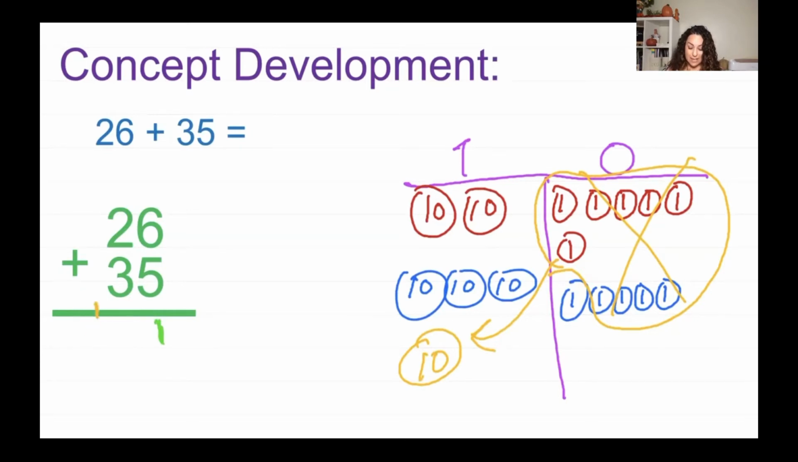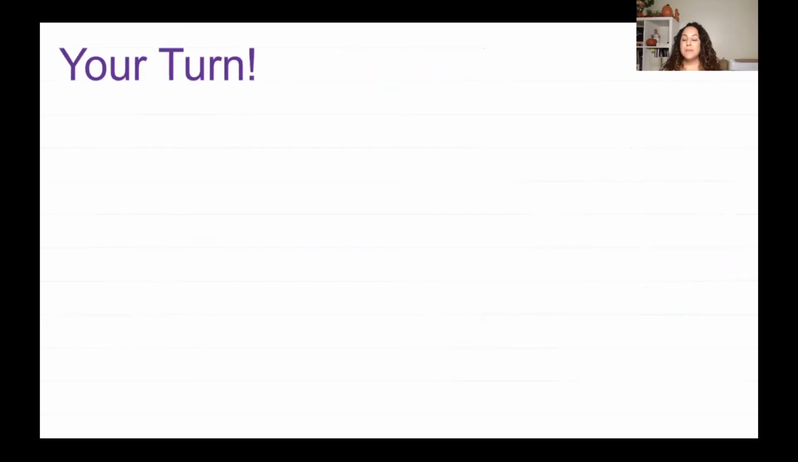So let's go ahead and add what we have now. I have 1, 10, 2, plus 3 more, 3, 4, 5, and then I have my other one, and that's 6. So if I go in a line, that's 1, 2, 3, 4, 5, and 6. So I can put my answer just like that. So 26 plus 35 equals 61. Okay, now it's your turn.